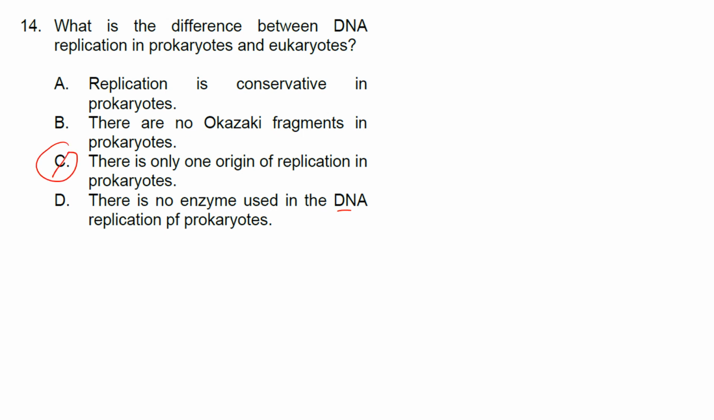Prokaryotes have less DNA than eukaryotes because prokaryote is a simple organism. So prokaryotes only have one origin of replication, but eukaryotes have many origins of replication, because this speeds up the rate of DNA replication, as the amount of DNA is much more in a eukaryotic cell.